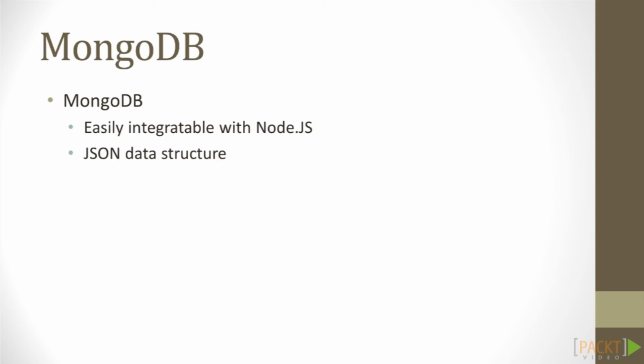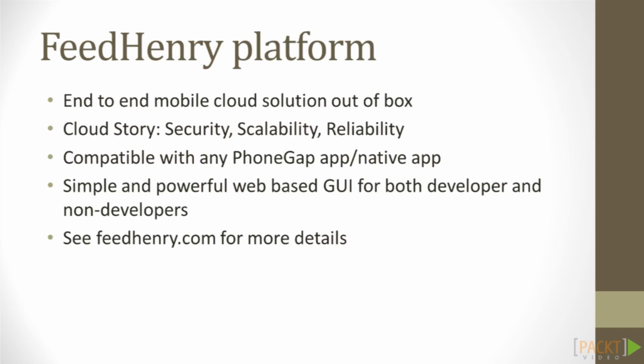We will use MongoDB as our database, since it's easily integrated with Node.js and it uses JSON as its data structure, which JavaScript developers are familiar with. Also, if you prefer using any other database, this isn't a problem at all. If you choose Node.js and MongoDB, the Feed Henry platform may be a good choice for you. It delivers end-to-end mobile cloud solutions. It brings in extra security and reliability to your project, and you could scale your box according to your requirements. The Feed Henry platform is fully compatible with any of the PhoneGap apps or native apps. It's powerful and easy to use.